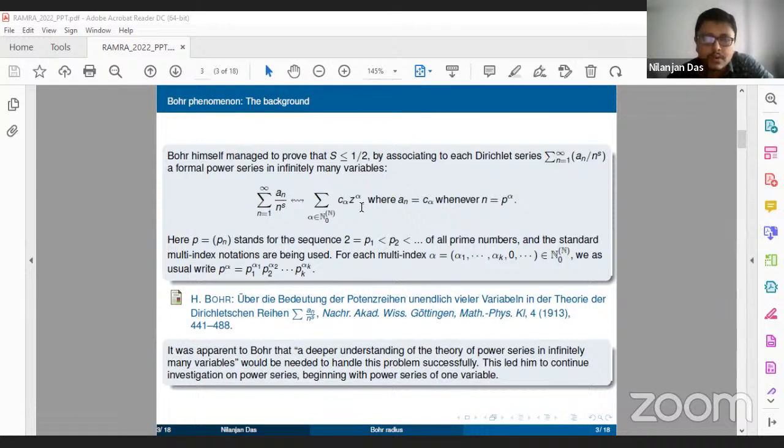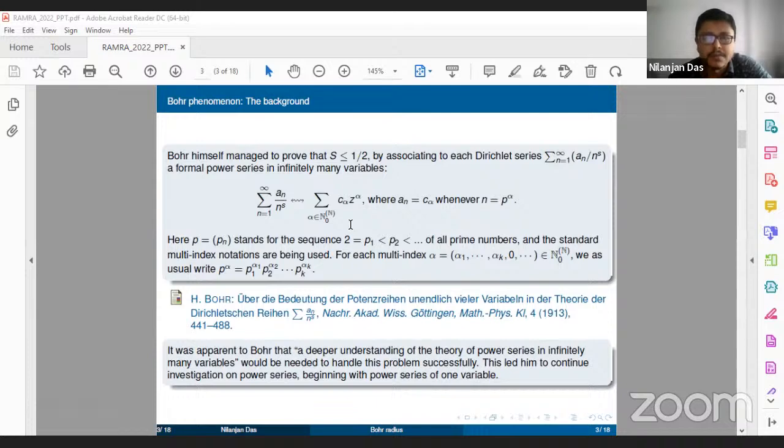The final solution of this problem was not given by Bohr, of course. It was solved much later, in 1931, by Bohnenblust and Hille. They showed that the width of the strip is actually half. But during the course of this investigation, it became clear to Bohr that power series in infinitely many variables have to be studied in more detail to handle this problem successfully. That led him to continue his investigation on power series.